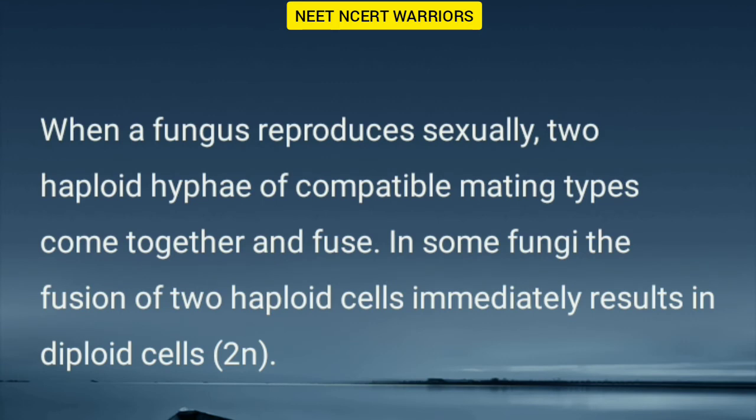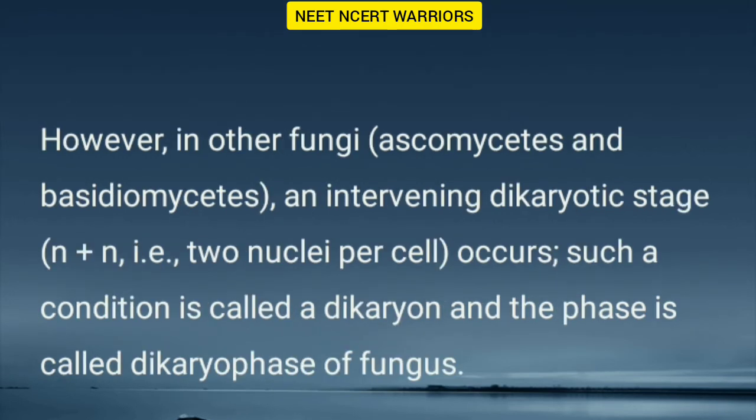When a fungus reproduces sexually, two haploid hyphae of compatible mating types come together and fuse. In some fungi, the fusion of two haploid cells immediately results in diploid cells, that is 2n. However, in other fungi, Ascomycetes and Basidiomycetes, an intervening dikaryotic stage (n+n, that is two nuclei per cell) occurs. Such a condition is called a dikaryon and the phase is called the dikaryophase of the fungus.